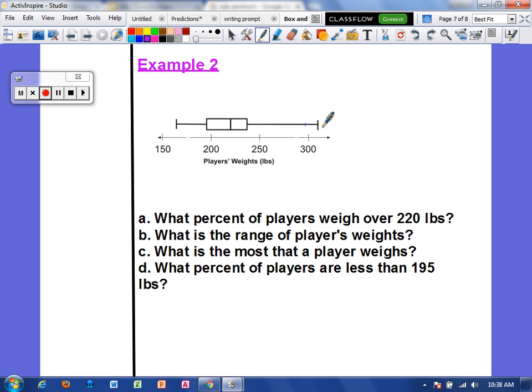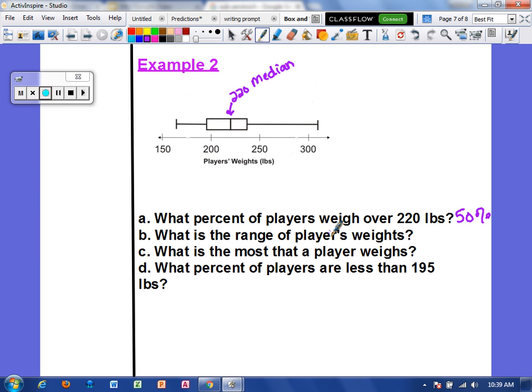All right, example 2, we are actually given a box plot of players' weights. Letter A wants to know what percent of the players weigh over 220 pounds. Okay, so we can estimate that 220 is about right here. And that would be the median. Remember, that line in the box is the median. We know that 25% of the data lies within each quartile. So that means that the second half lies here, and that half would represent 50%. So 50% of the players would weigh over 220 pounds.